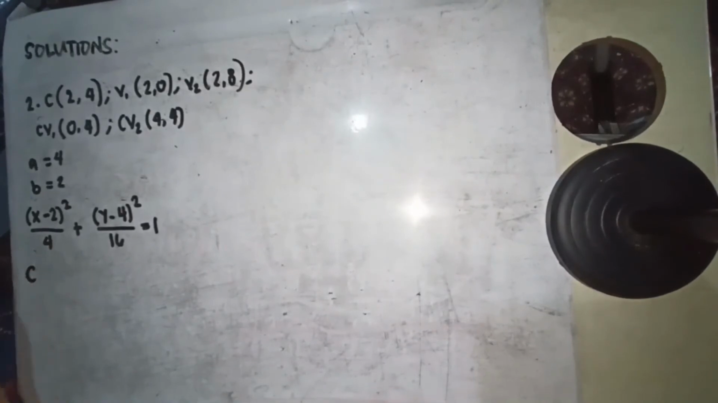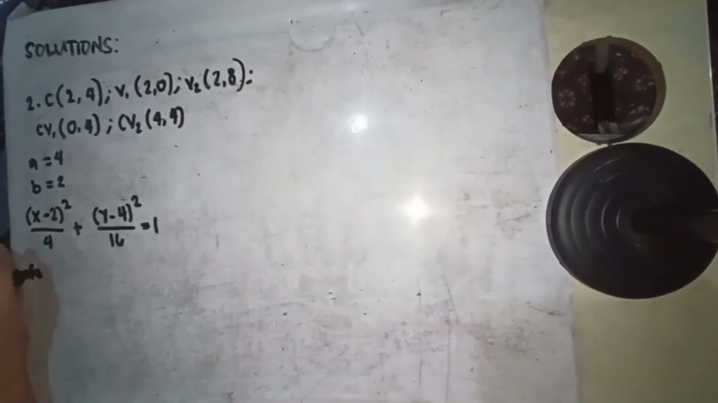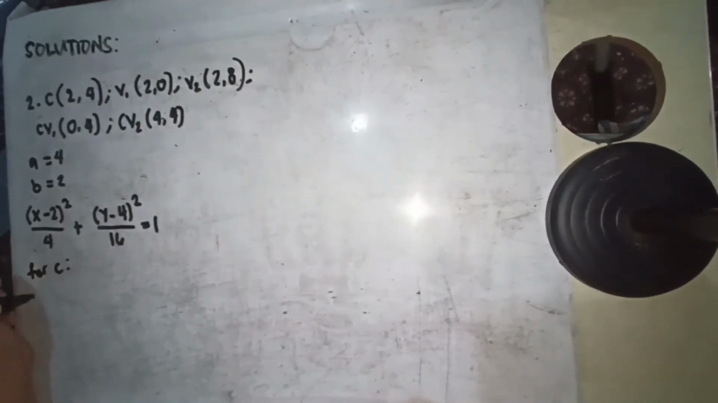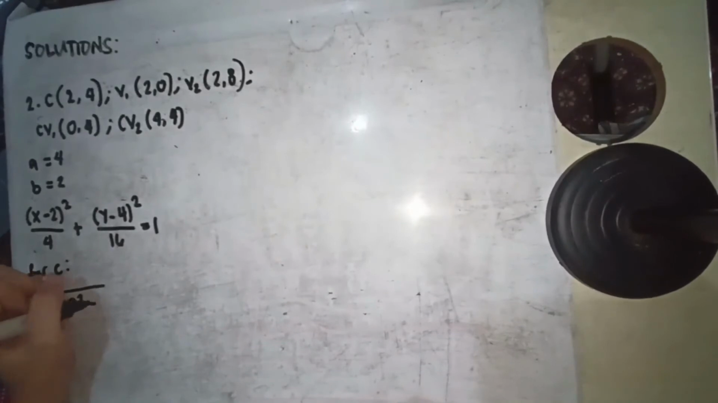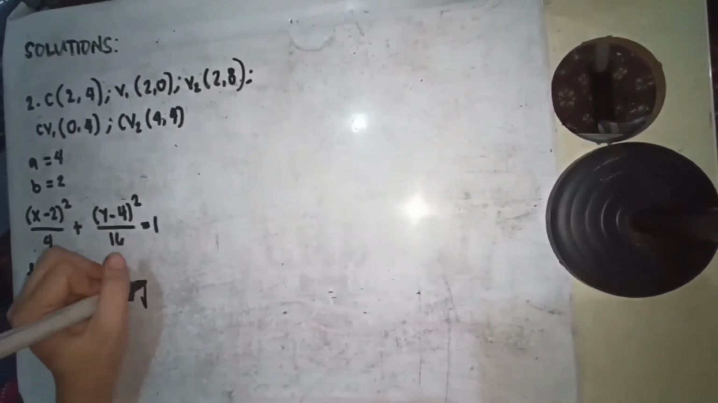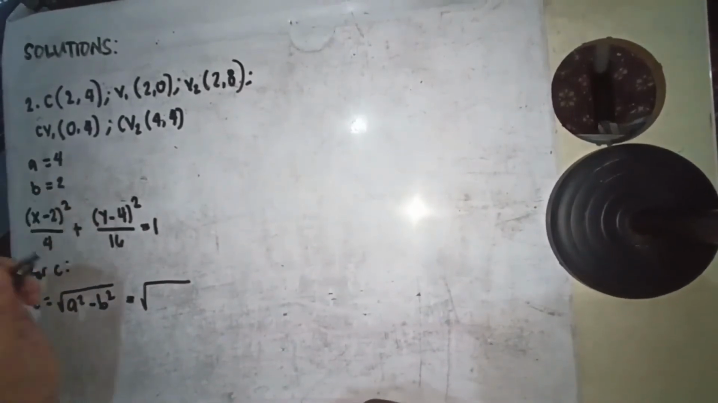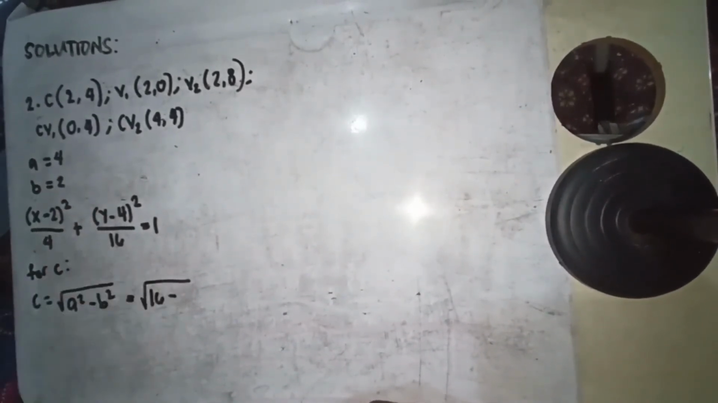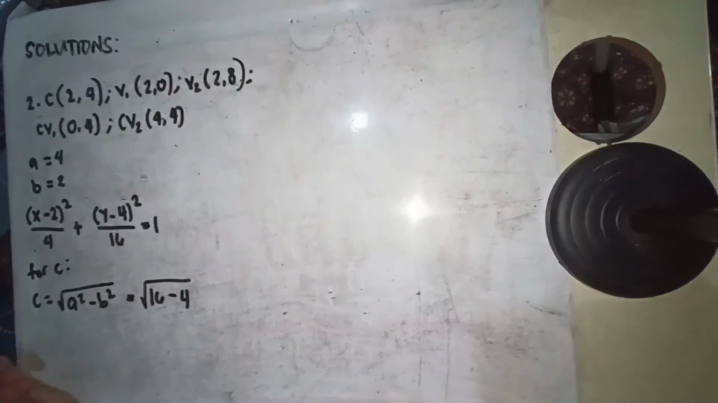So, again, to find distance C, we have C equal to the square root of A squared minus B squared. Or this is equal to the square root of our A, which is 4 squared, that is 16, minus our B, which is 2 squared, we have 4.